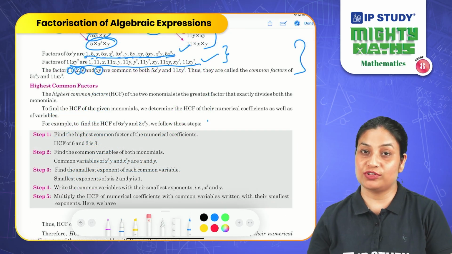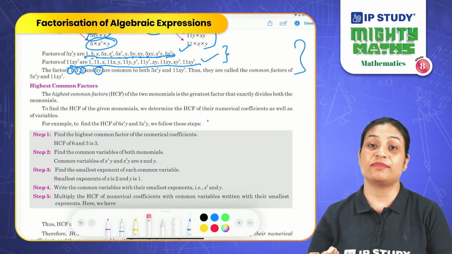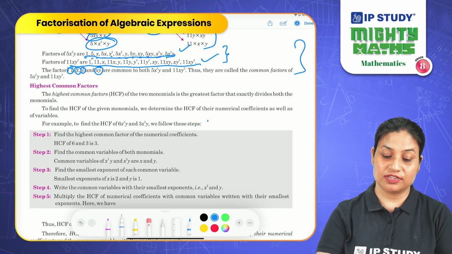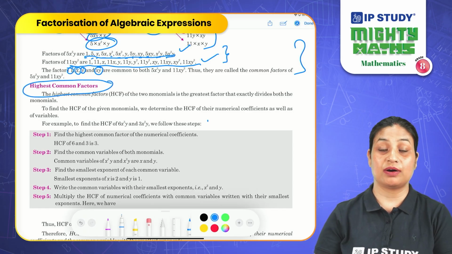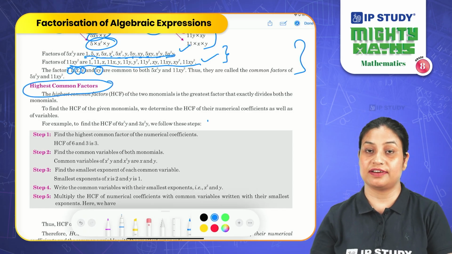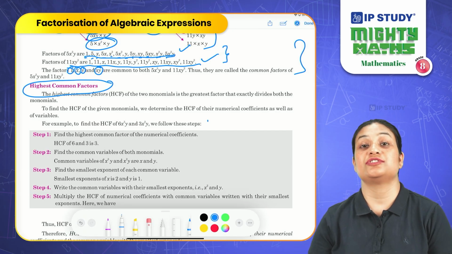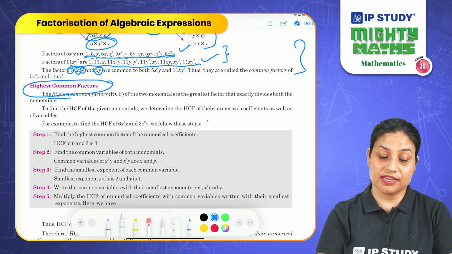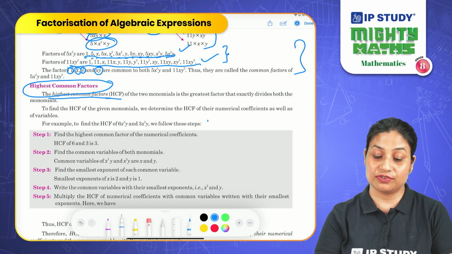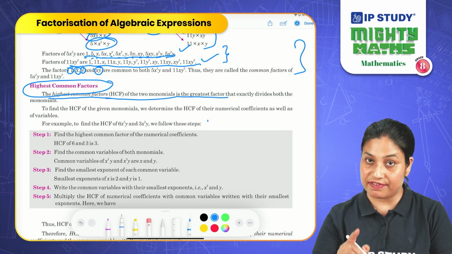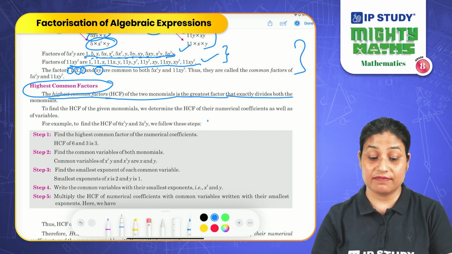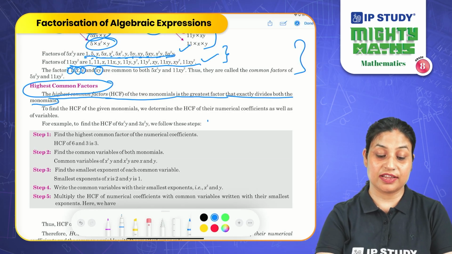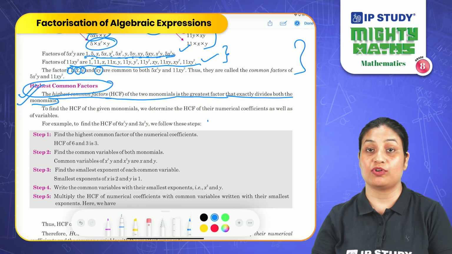Now, let's move on to the next topic, that is highest common factor. So, dear student, this concept is also familiar to us because we have discussed a lot about this concept in our previous grade, right? So, in case of algebraic expression, what is highest common factor? The highest common factor of any two monomials is the greatest factor that exactly divides both the monomials, right? That is called highest common factor of the given monomials.